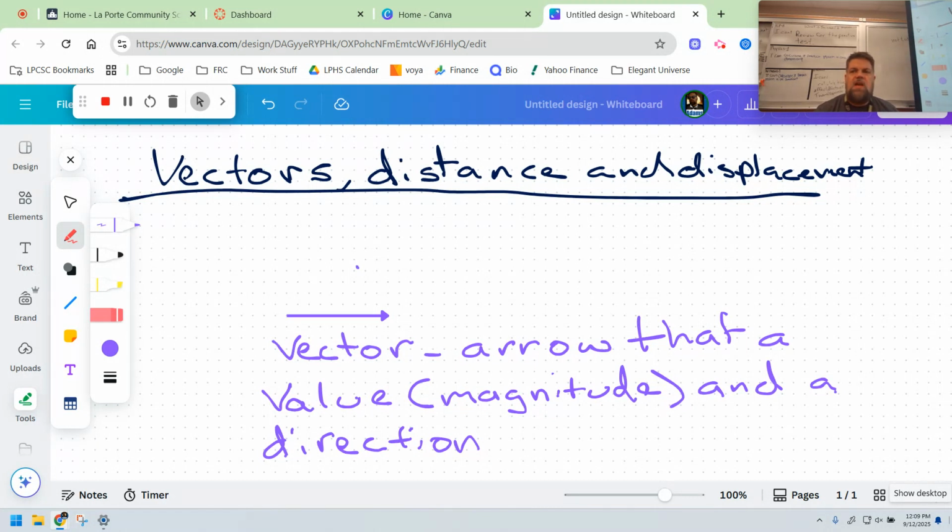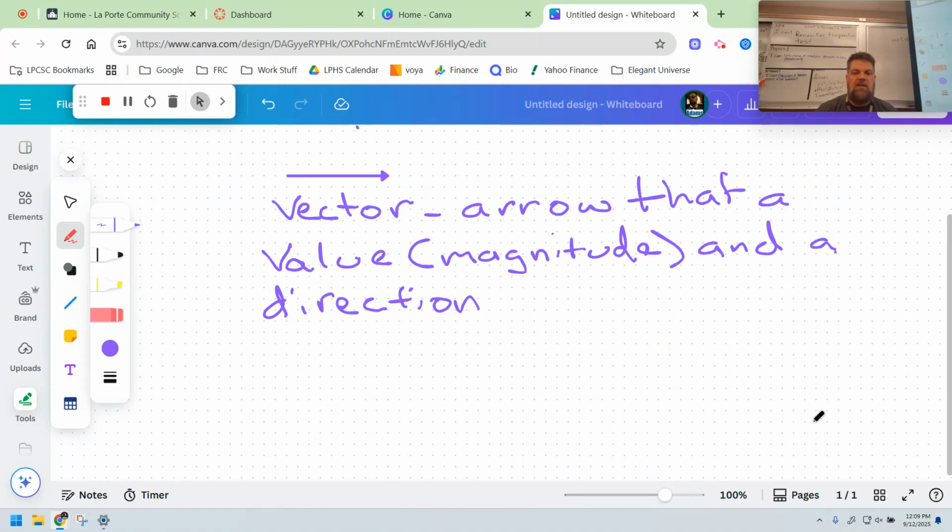So I'll say this from time to time. I'll say this is a scalar, this is a vector, this is a scalar, this is a vector. I'll slide that up so you guys can see it a little better in the back.